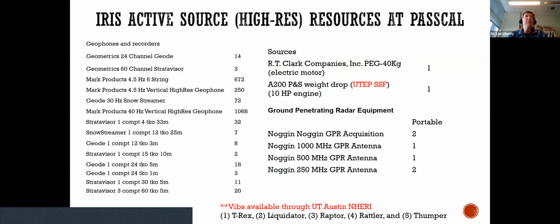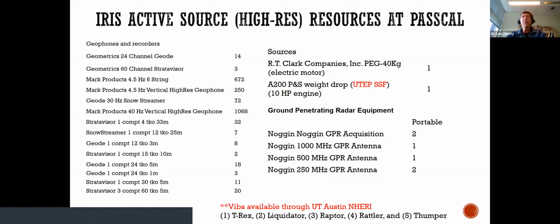I thought I would just throw this on here. I grabbed this morning from the PASSCAL website what the IRIS hardware looks like for high resolution. They've got 14 24-channel geodes, so that's 300 and some odd channels total for the high resolution system. They've got some older strativisors here. Lots of geophones. You can see these 4.5 hertz phones. There's a couple hundred of them. 40 hertz phones. There's a couple thousand of them, or 8,000 of them. And then lots of other cables, including things like snow streamers and the like.